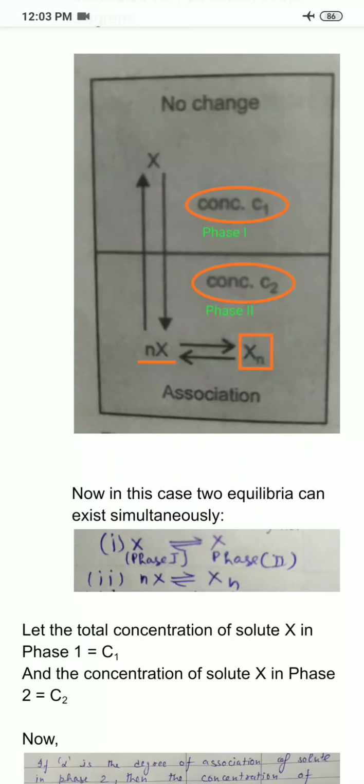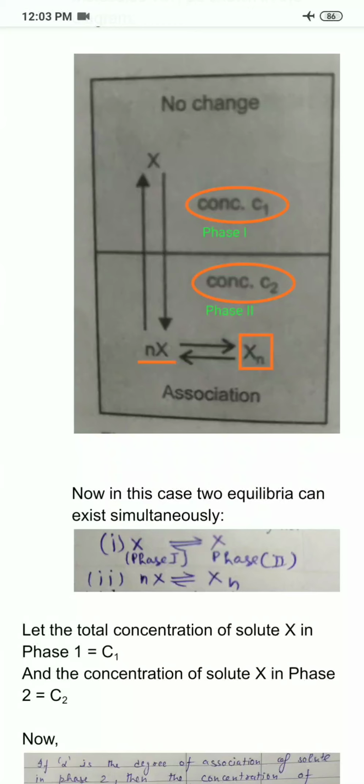So students, our today's topic is modification of the distribution law with change in molecular state. Now we know that according to distribution law, the ratio C1 upon C2 is constant, or we can write K is equal to C1 upon C2. But this expression is valid only if the solute has the same molecular state in both the solvents.